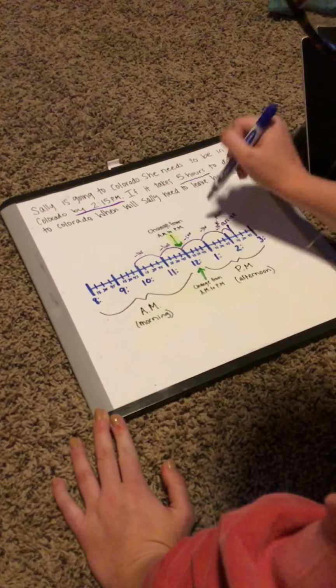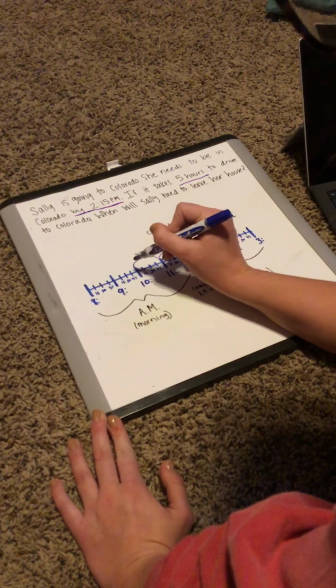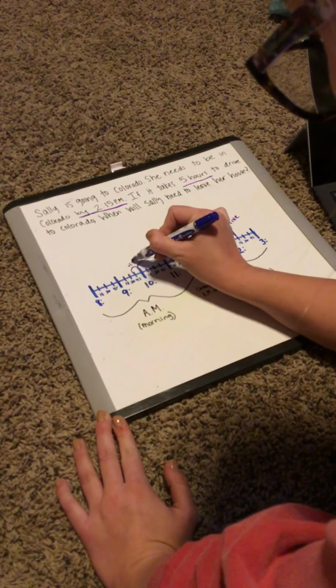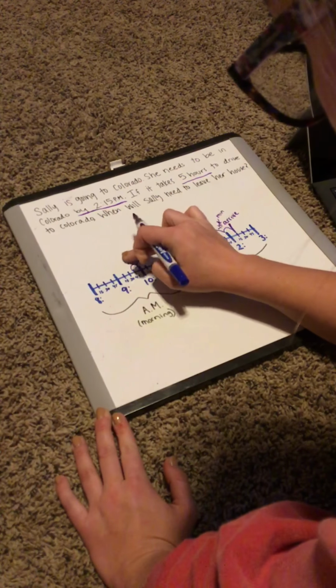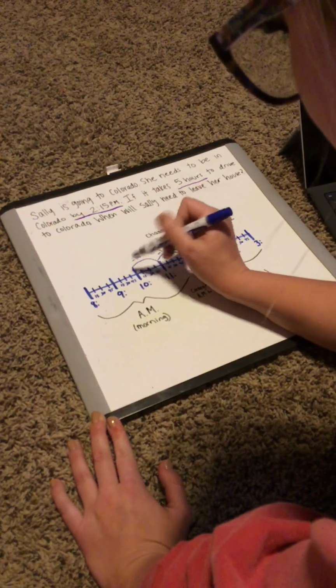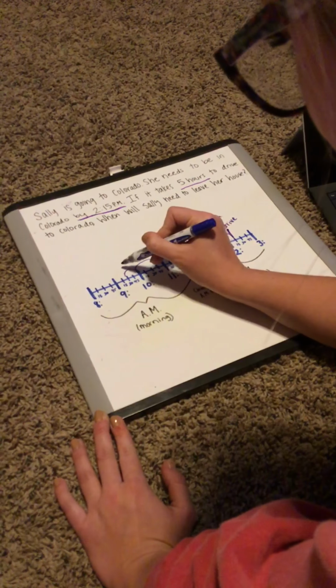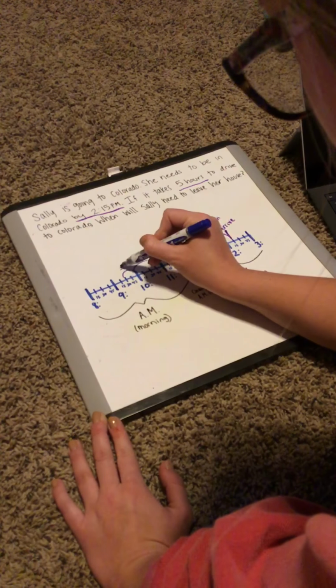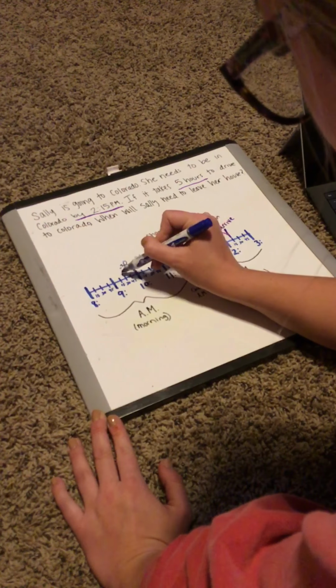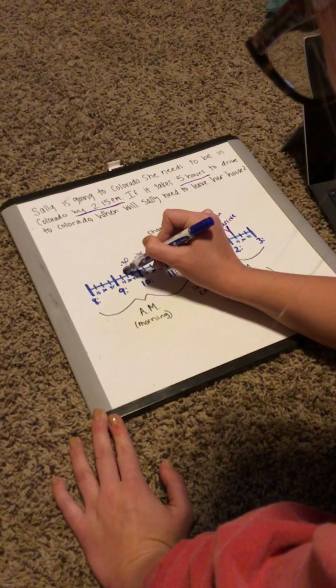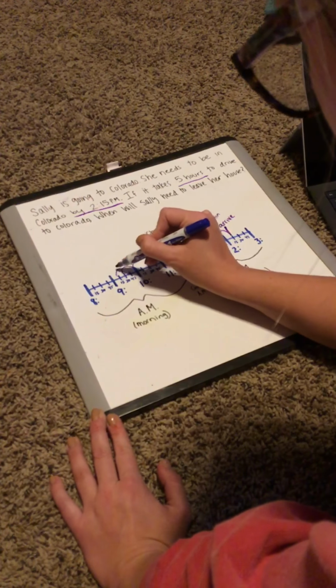Since we have 4 hours, 15 minutes, we need to get 45 more minutes. So we're going to go back 15. Sorry, we're not going to go back 15. We're going to go back 30 this time because that's a little bit easier than going back 45. So we're going to go back 30 minutes. And then to make it 45 minutes, we just need to go back 15 more.